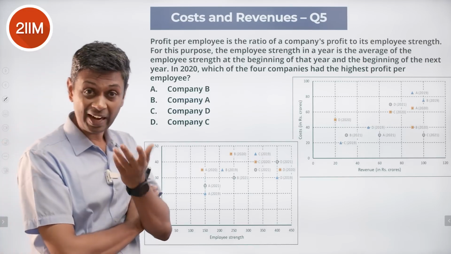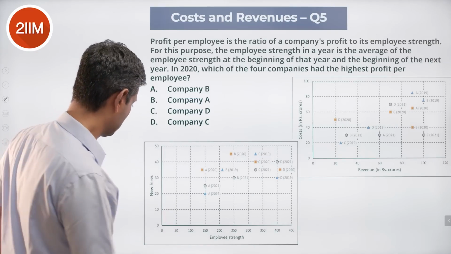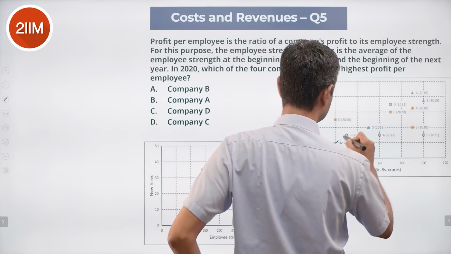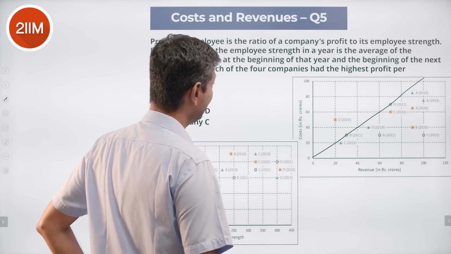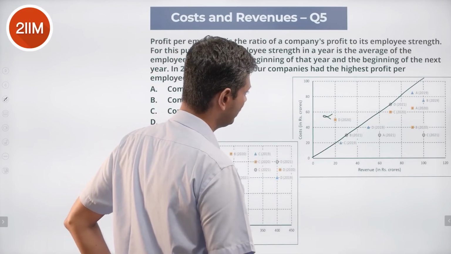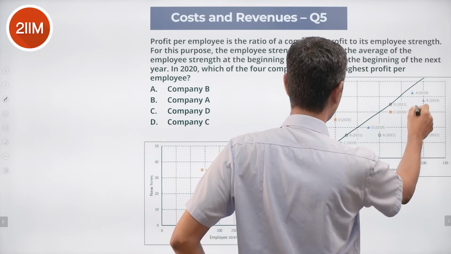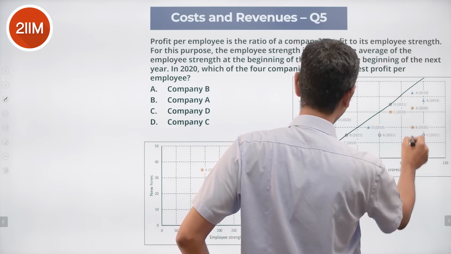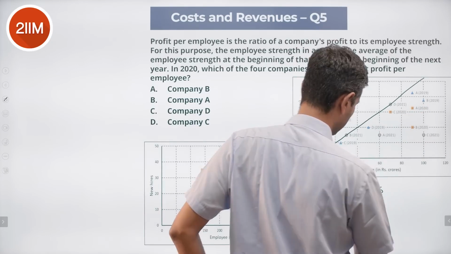2020, profit and then employee strength. I first want to look at profit number, then we'll come to employee strength. So which of these, let's draw this. This is the employee strength, this is the profit number line. In 2020, D is loss making, so I'll forget D. 2020 A, profit is 90 minus 65, A makes 25 crore profit.